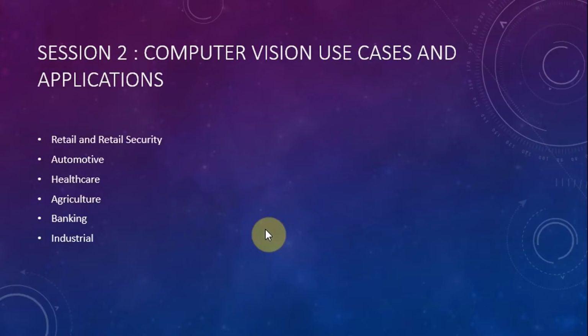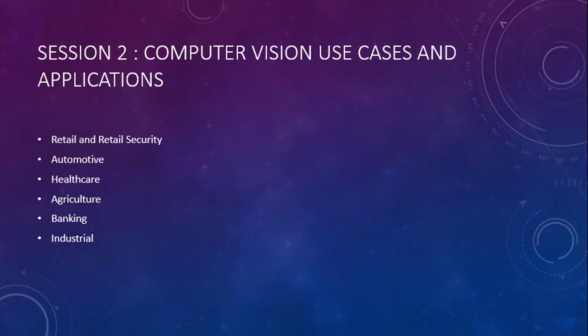So here now we're going to talk about use cases and applications, and we're going to see top tech companies in the world that have used computer vision to solve some of their business problems, and then we're going to see how they intelligently did that. So across industries like retail and security, automotive, healthcare, agriculture, banking, and industry, we're just going to look at that. So first of all, we start with the retail and industry.